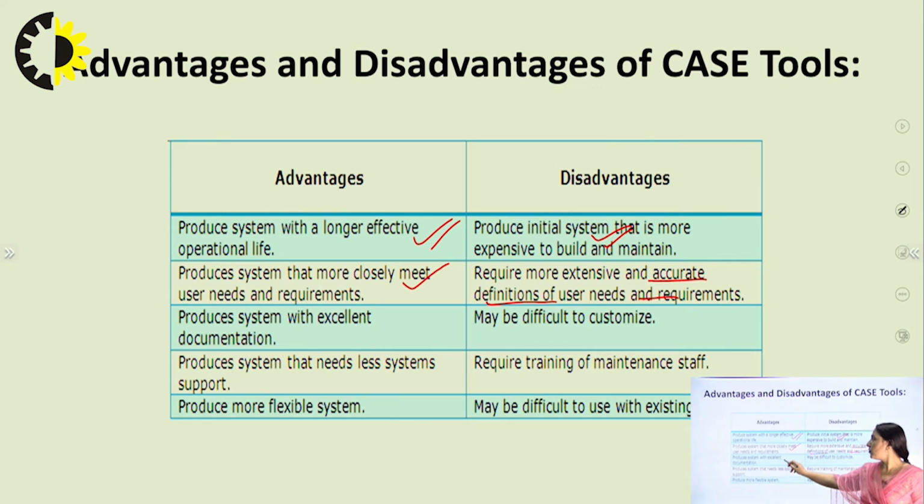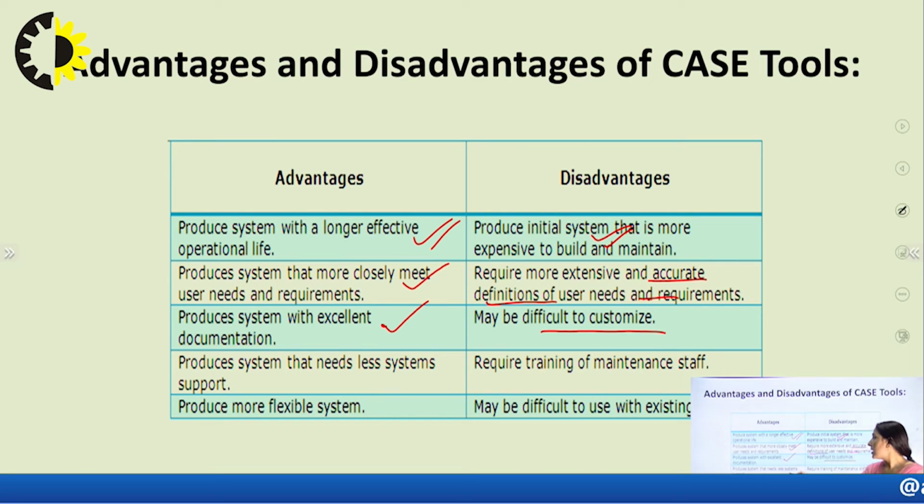Then again, it produces systems with excellent documentation. If you use CASE tools, it is going to produce the system with an excellent type of documentation. Again, it is difficult to customize, so this is a disadvantage. It produces systems that need less system support, so less system support is basically required. Again, this is one of the most important advantages.